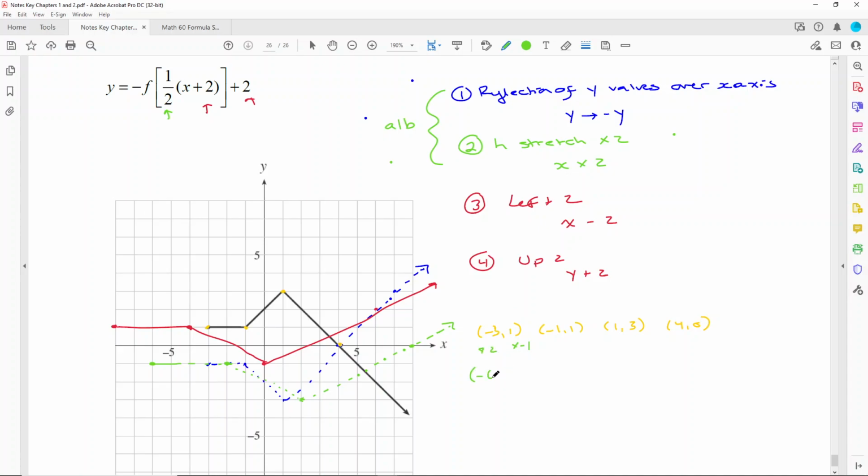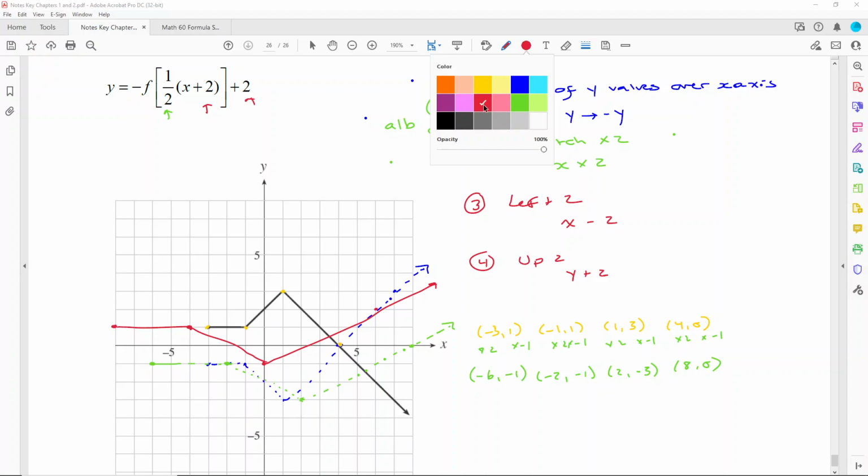So I'm going to get -6, -1. I'm going to multiply by 2, multiply by -1. I get -2, -1. I'm going to multiply by 2, multiply by -1. I get 2, -3. And then lastly, multiply by 2, multiply by -1. I get 8, 0. So I could double check, is this my green points? Do I have a point at 6, -1? Do I have a point at -2, -1? Do I have a point at 2, -3? And lastly, a point at 8, 0. Cool.